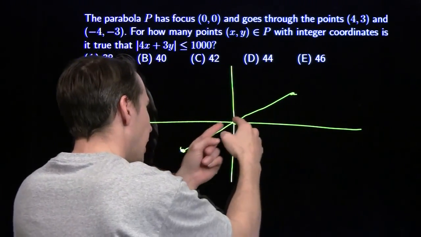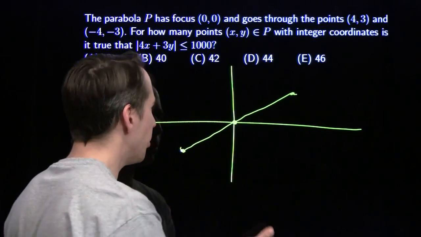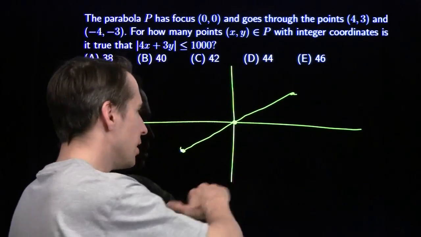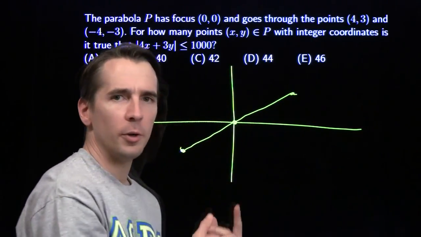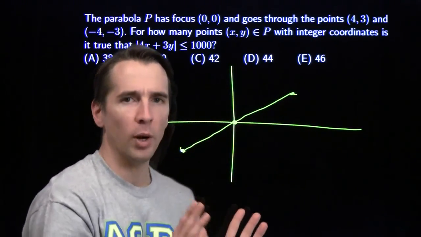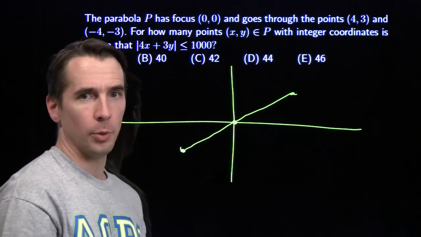These 2 points are each 5 away from the focus, and that tells us something a little bit more, because a parabola is the set of points equidistant from a focus and some line we call the directrix. So each of these points is 5 away from the focus. That tells us each of these points is 5 away from the directrix. So we're looking for a line that's 5 away from each of these 2 points.